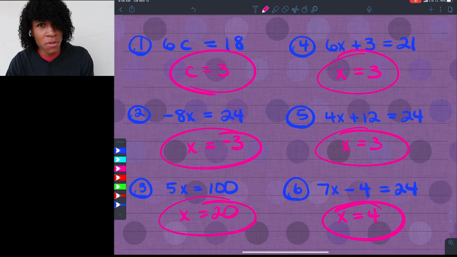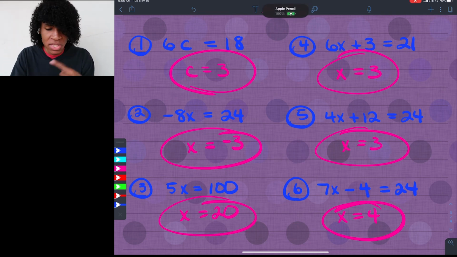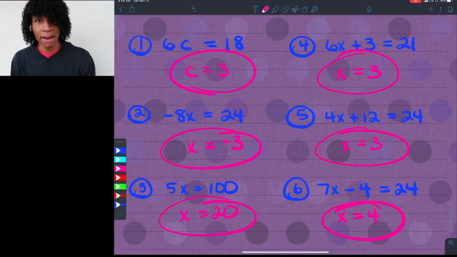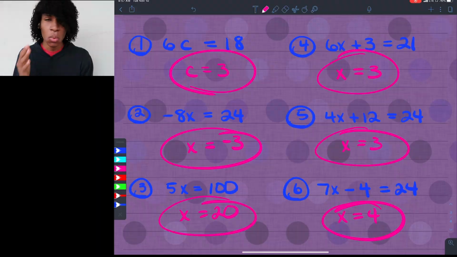Okay, that's it for multiplying. On our next chapter, we'll be dividing one-step equations. And then after that, we'll put it all together and you will be an official one-step master.